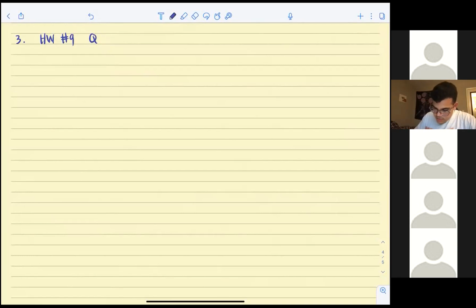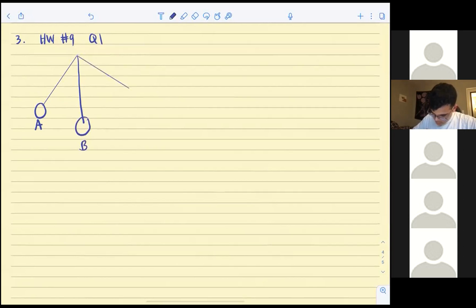So let's do question 1 just for the sake of staying in sequential order. It should be relatively quick because we kind of already did it in a previous recitation problem. Let me look at the question carefully. Homework number 9. You have a child on a swing, and they call this point A. They call this point B. And then they call this here point C. And this angle here is theta. This angle here is phi.